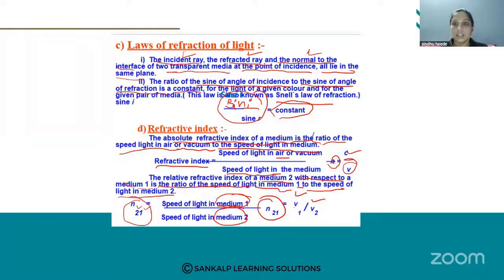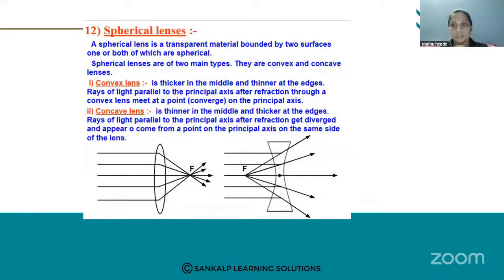Let us see the next concept. Next one is spherical lenses. Firstly, we already learned about the concept of mirrors, spherical mirrors. This one is spherical lens. Don't get confused. Read those statements clearly in your exams and then answer them.